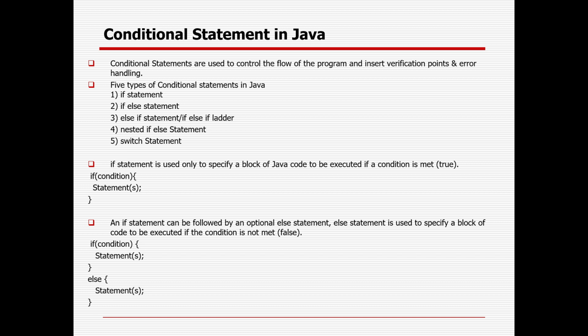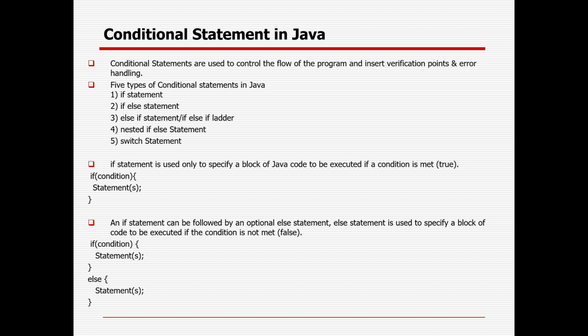So conditional statements are used to control the flow of the program and insert verification points and error handling. In automation, your objective is not only to navigate from one page to another page. Definitely that objective will be there, you need to click and go through the end to end flow. But apart from that, just like functional testing, you need to verify that the actual things happening are like the expected one.